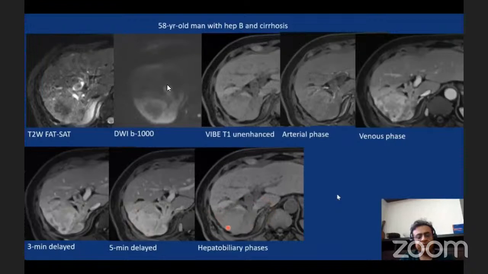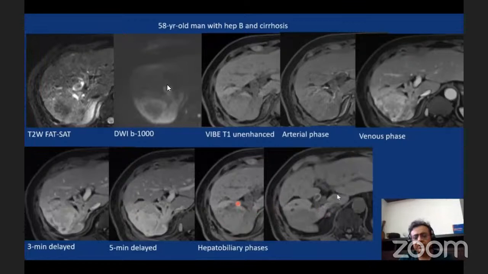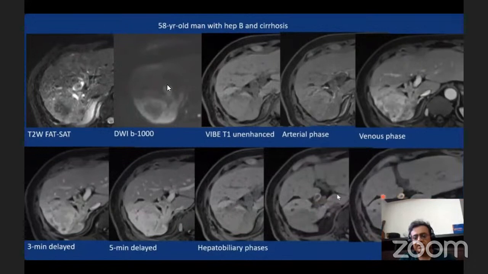In the capillary phase, the mass washes out. If you move to more caudal slices, this component which we were analyzing is not going into the portal vein. The portal vein is on this side and the mass is here, and it is actually extending into the right duct. So all these features favor a diagnosis of cholangiocarcinoma. Quite comfortably, I can tell my clinician that this is not hepatoma, this is cholangiocarcinoma.